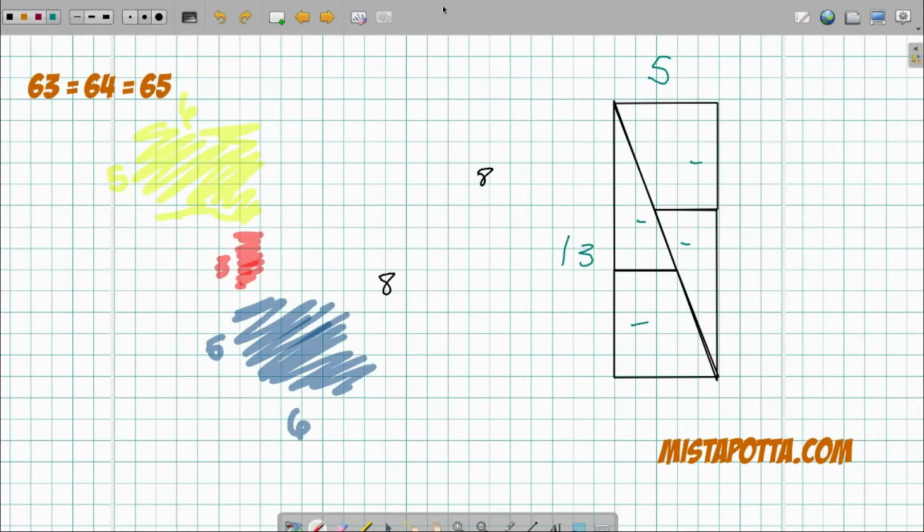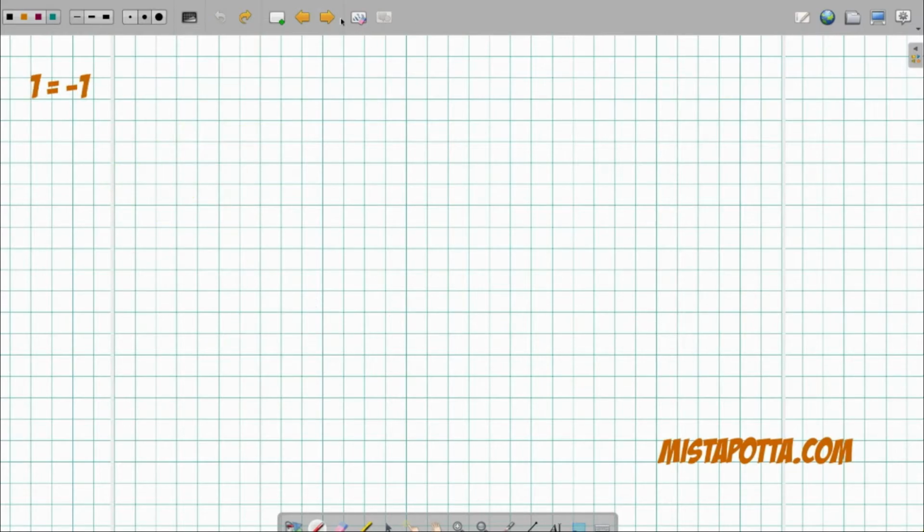Of course, once you've dealt with positive numbers, negative numbers aren't a problem to work with either. So I'm going to prove now that 1 equals negative 1. But I'm going to need a little algebra 2 here. I'm going to need to use the idea of i. Now I know that i is equal to itself. That's the reflexive property of mathematics.